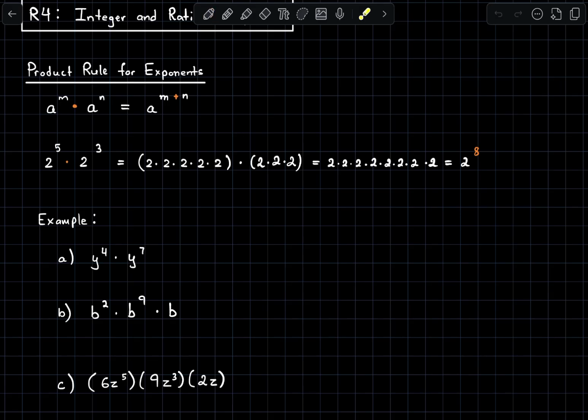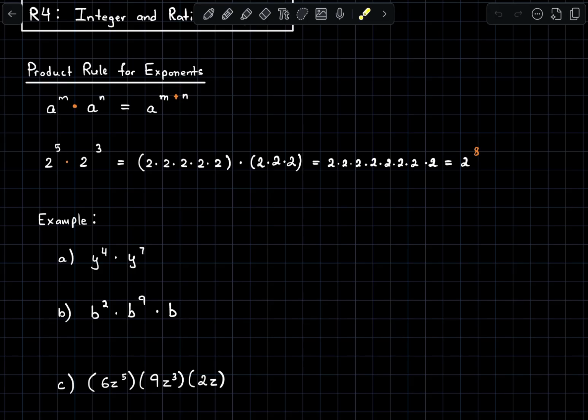If we have a situation like a to the m power times a to the n power, this product rule says we can just think of this as a raised to the m plus n. The important stipulation or requirement here is that the base is the same. So a is the same in both cases. These exponents don't have to be the same, but as long as the base holds, we can go ahead and combine it like this.